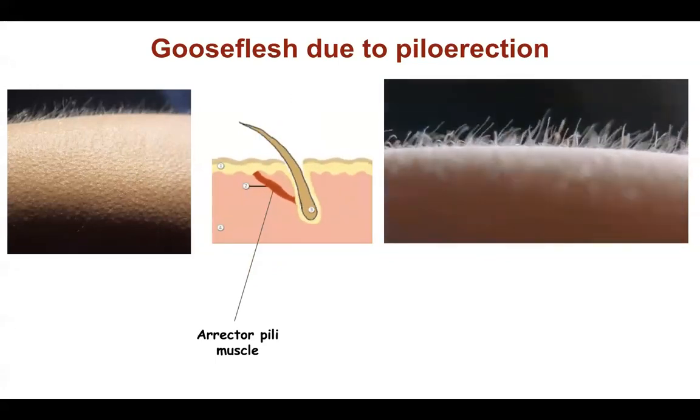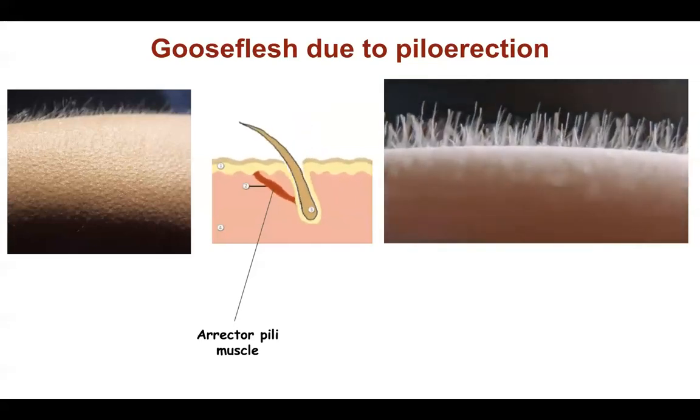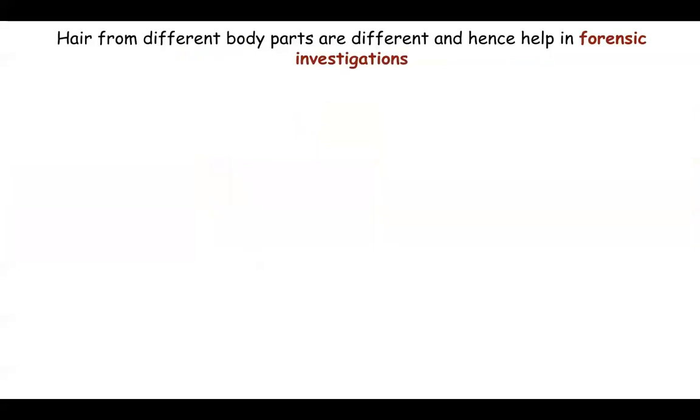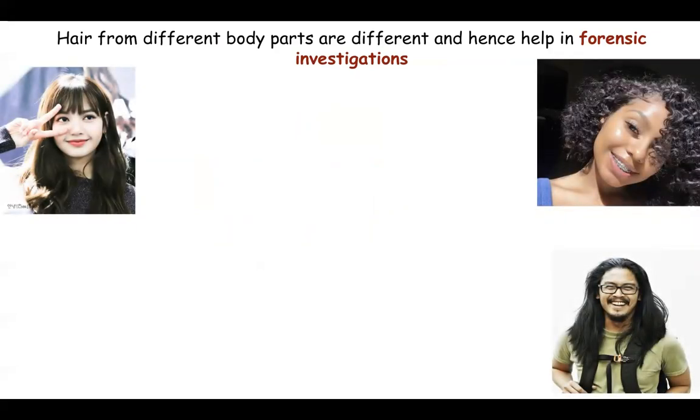So this is a phenomenon which is generally displayed when somebody is scared or you experience static electricity, etc. Now hair from different body parts are different and they help in forensic investigation. The hair of a person may be curly, the hair may be straight, they may belong to males, they may belong to females.